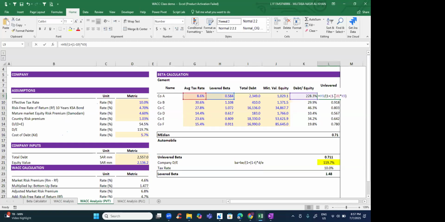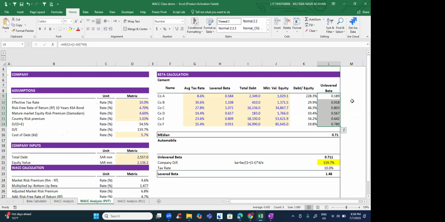So how to do it? In this way. Starting with levered beta divided by 1 plus, bracket, 1 minus tax rate, into debt over equity, bracket close, 0.189. Okay, these are the ungeared beta, unlevered beta, or beta asset of all proxy companies.